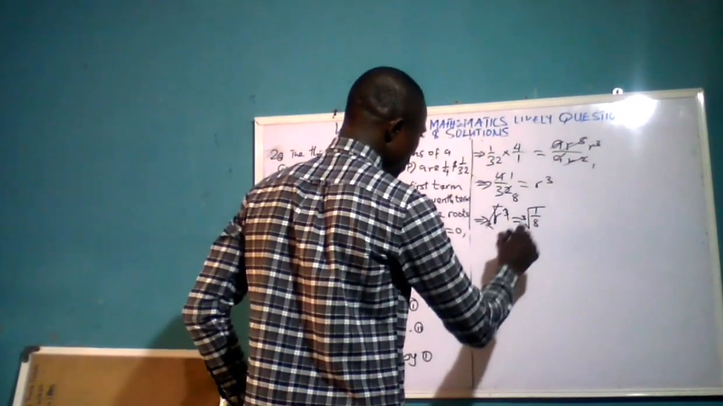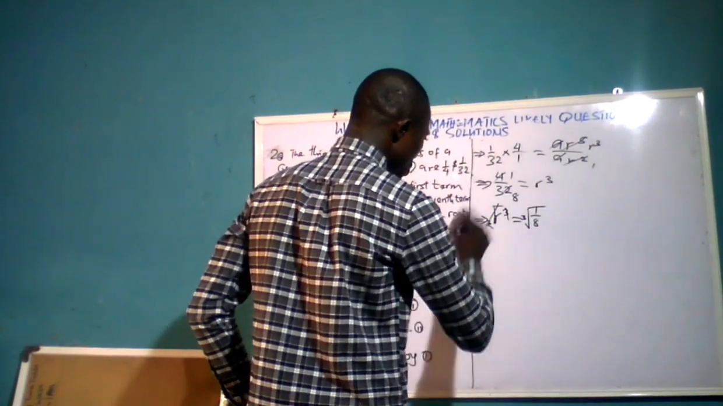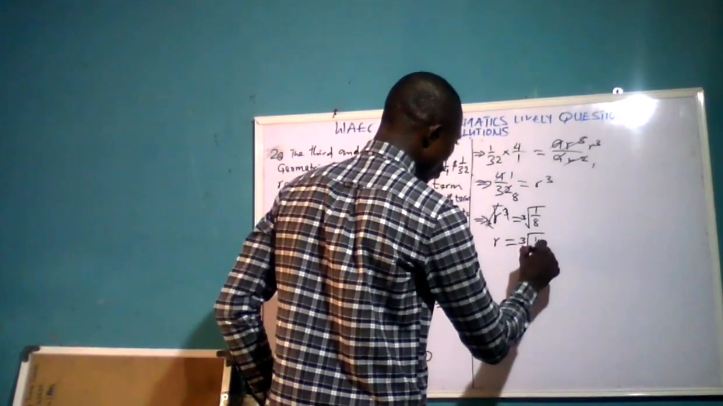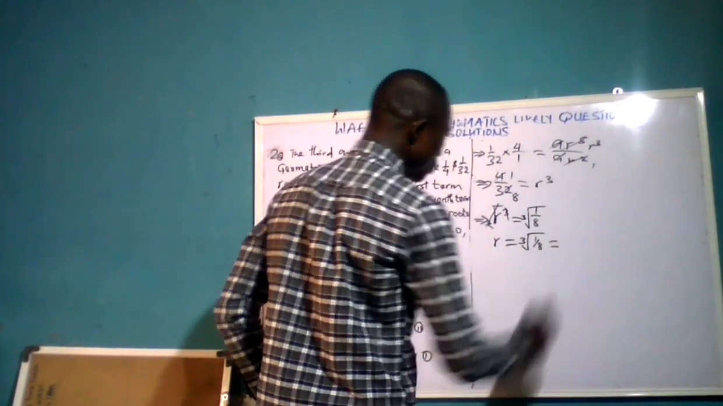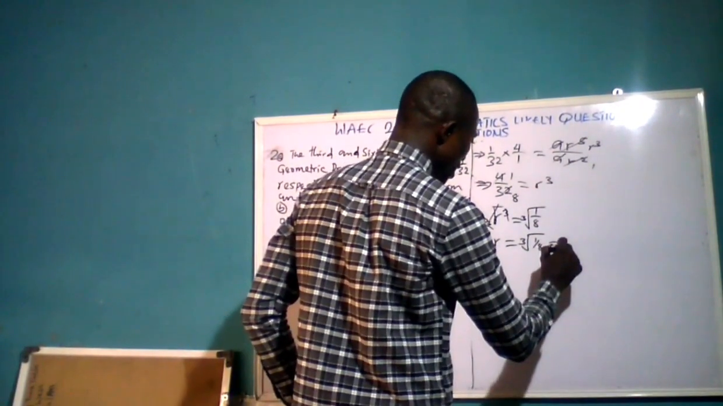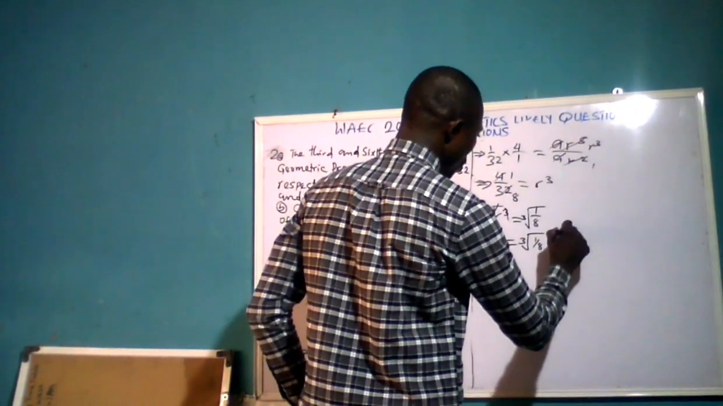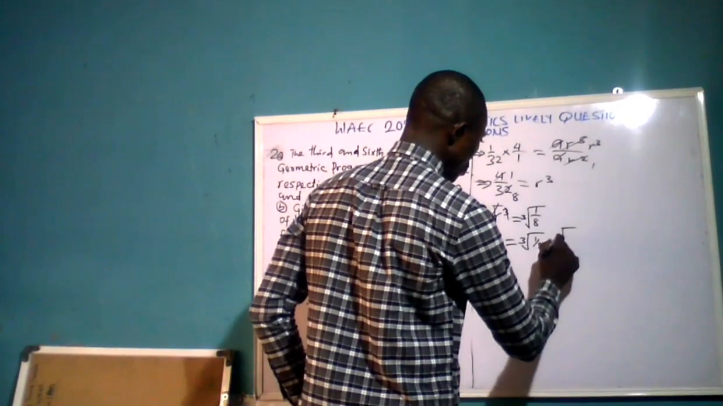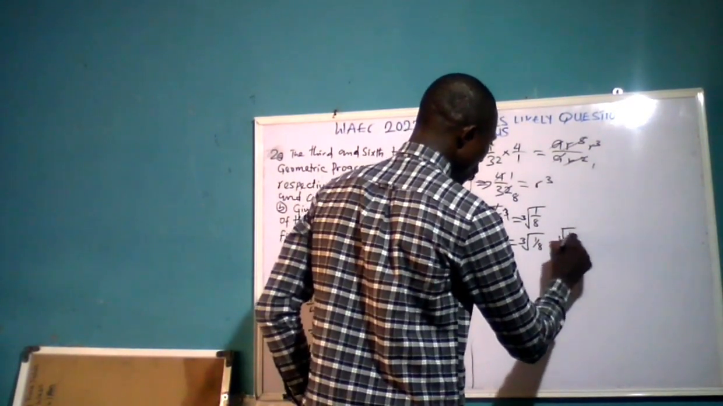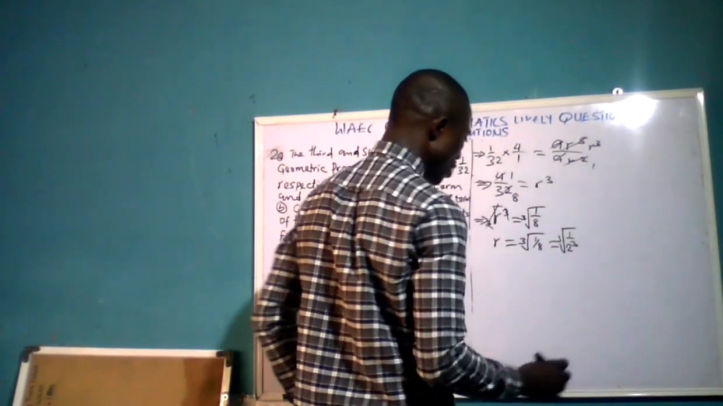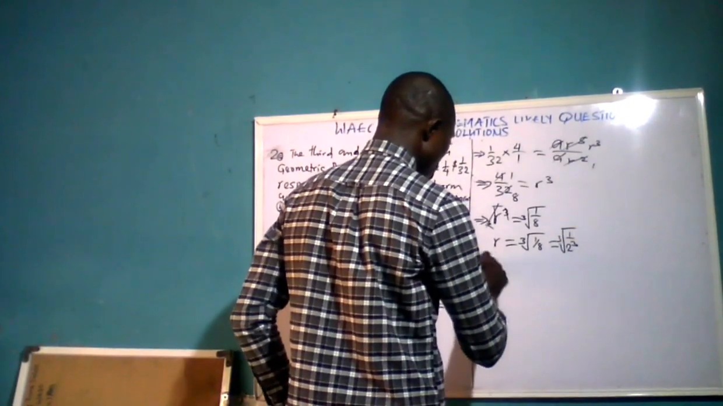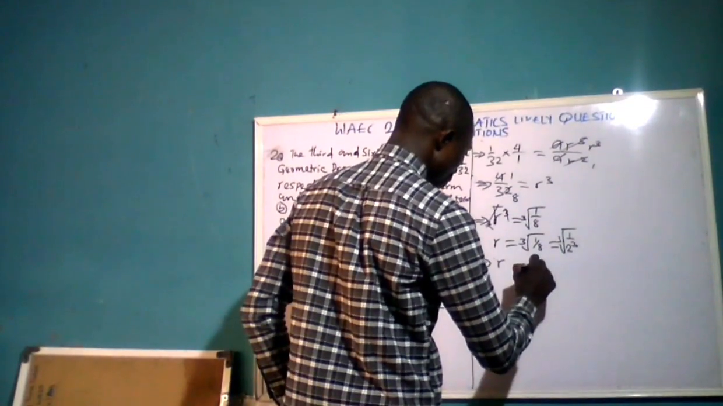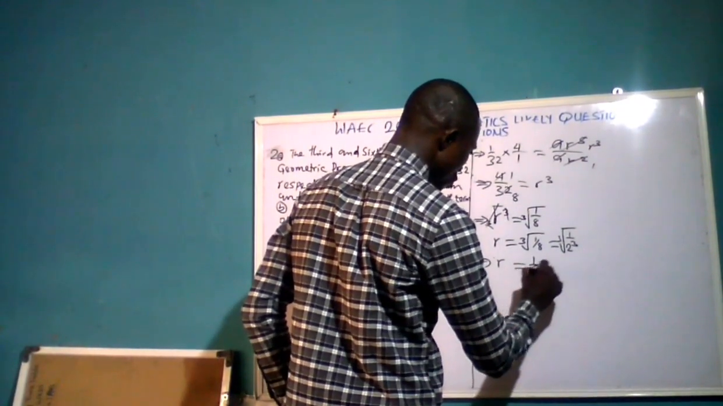So you are left with r equal to cube root of 1 all over 8, which is equal to cube root of 1 all over 2 raised to power 3. Okay, which will give you r equal to 1 all over 2.